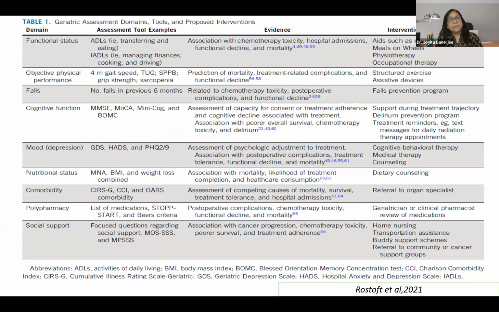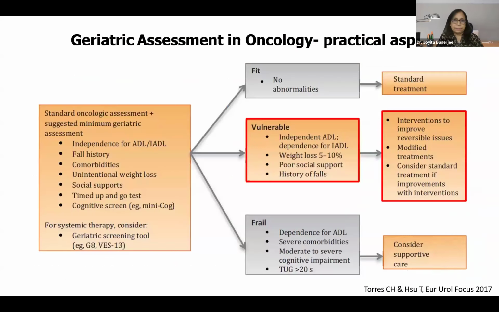So there are a host of screening tools that can be used in a geriatric assessment protocol in an oncology clinic. This is a very busy slide, and because of want of time, I will not go through it, but these are all the domains of the geriatric assessment and the validated tools we use for these domains.